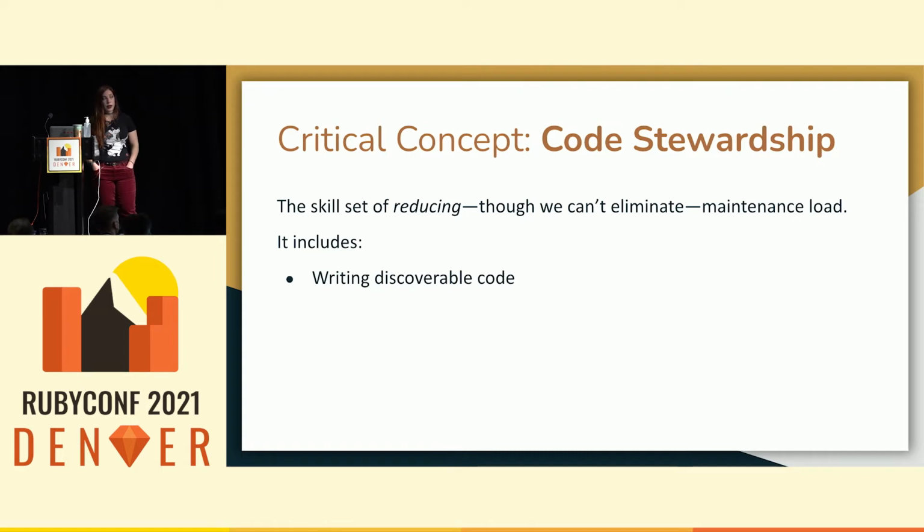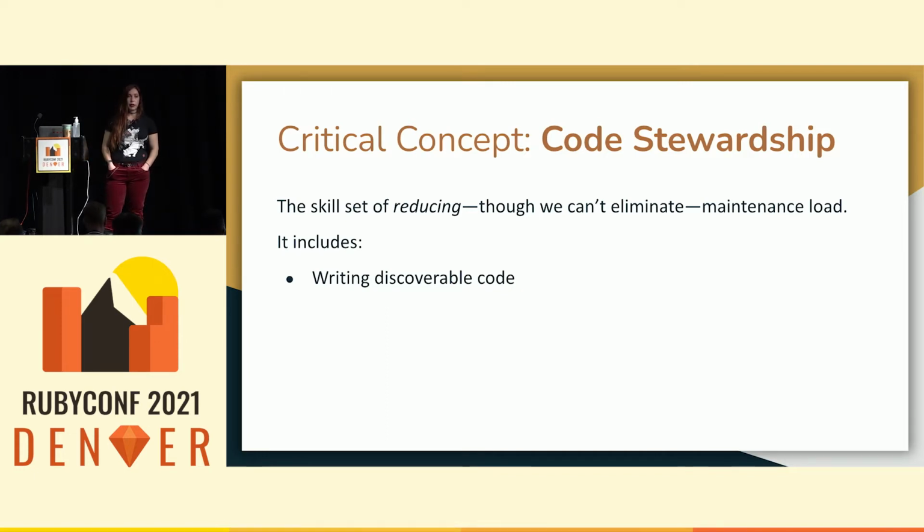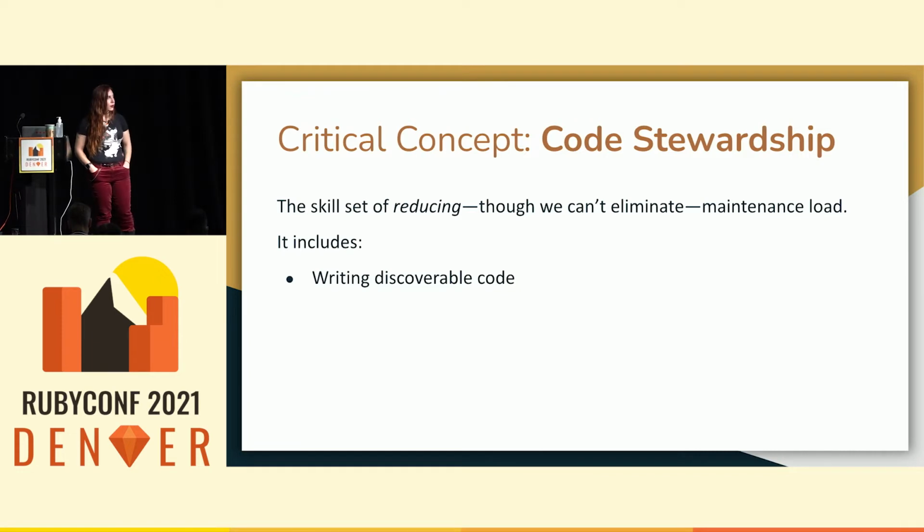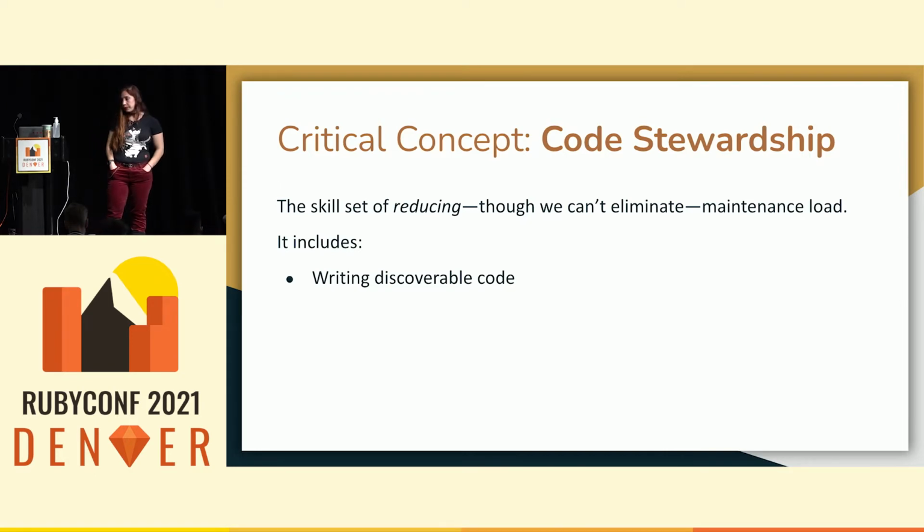And it is specifically the skill of reducing maintenance load. Now, I want to be clear. We cannot eliminate maintenance load unless we eliminate all of the code, because we have to maintain the system. But this is the skill set of reducing maintenance load. And it's a skill set that we don't tend to incentivize or prioritize in programming, education, and professional programming environments. The places that do are anomalies.